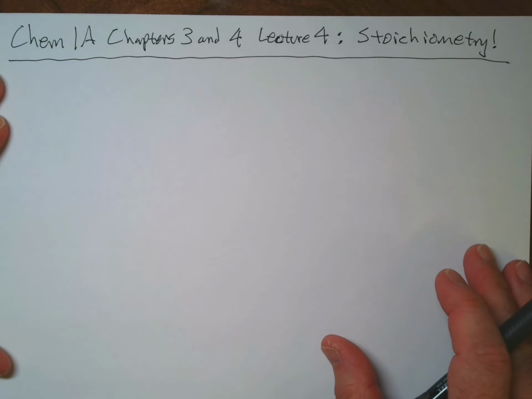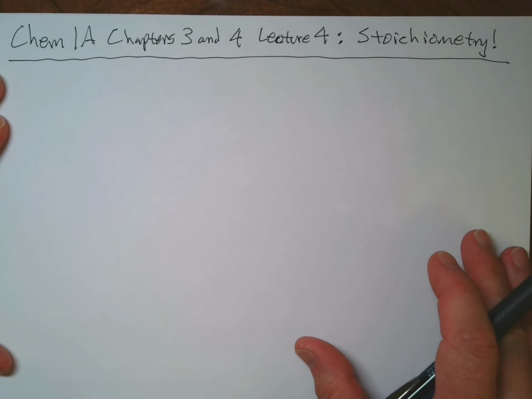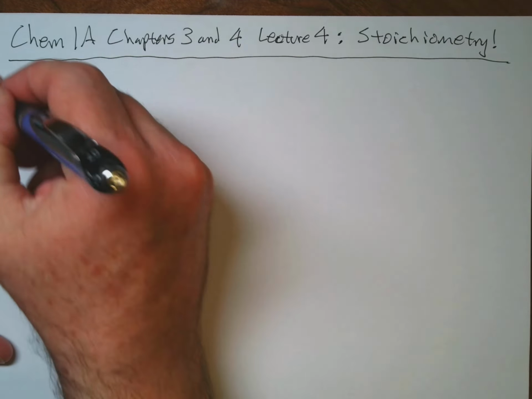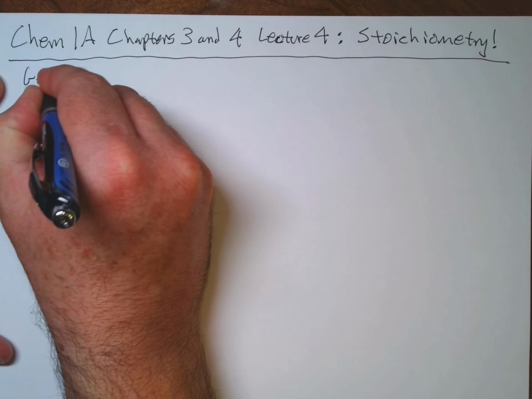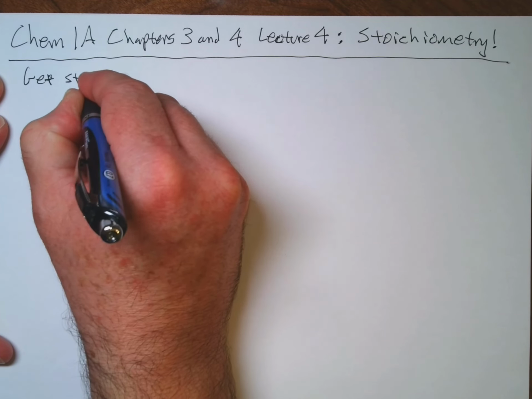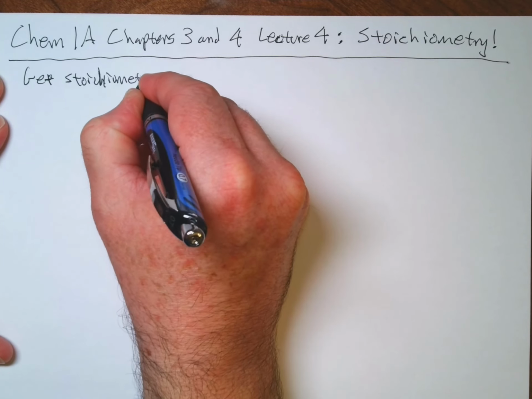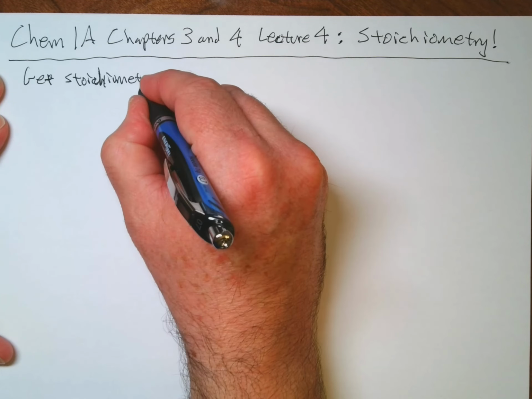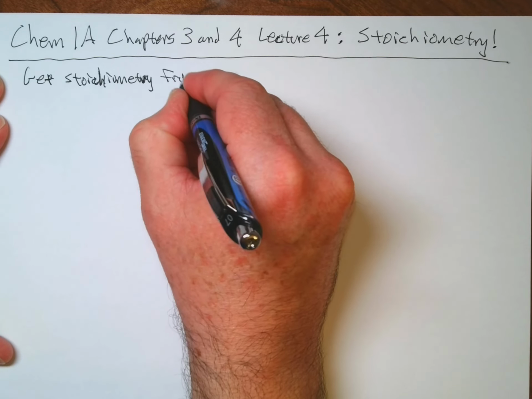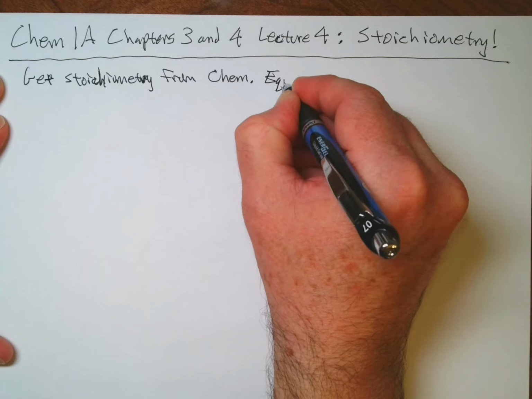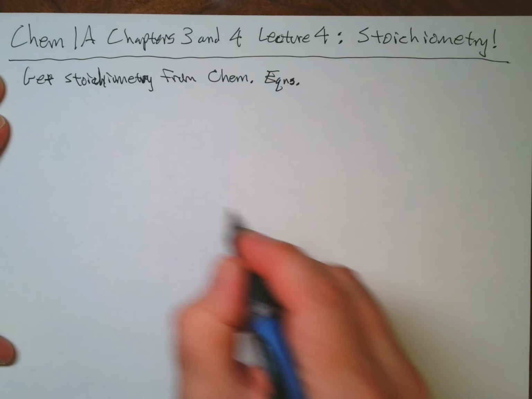Now what is stoichiometry? Well, stoichiometry is basically the molar ratios of products and reactants in a chemical equation. All right, so we get stoichiometry from chemical equations, EQNS, abbreviate equations.